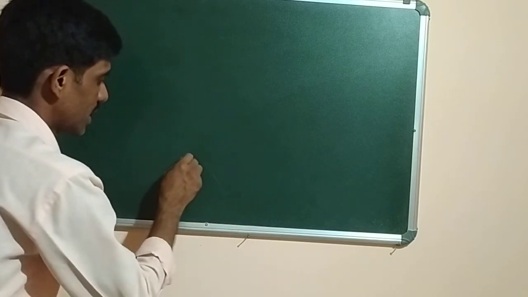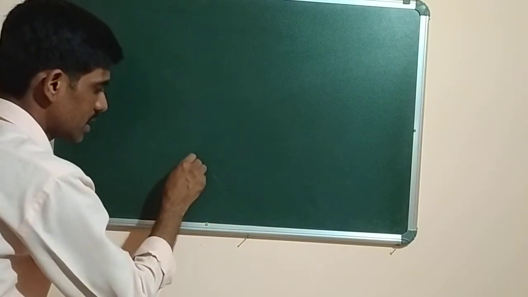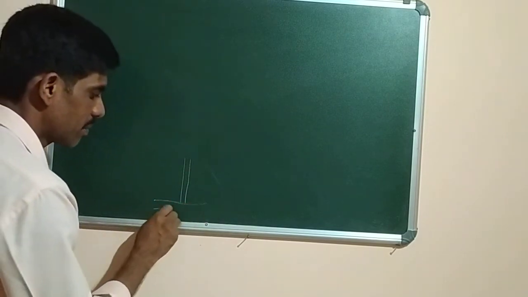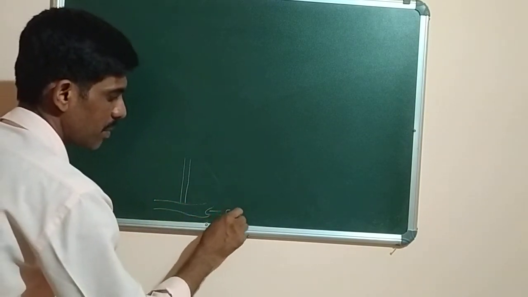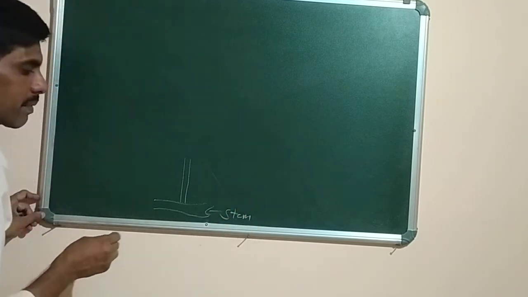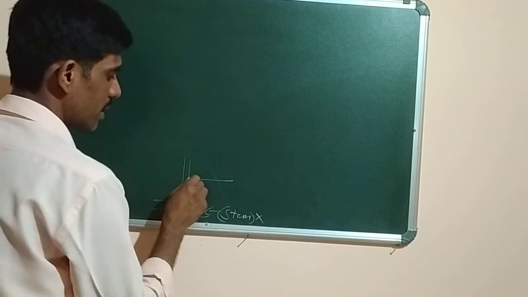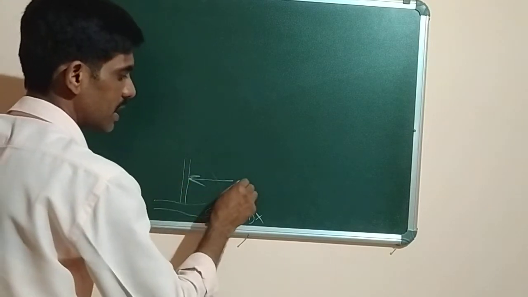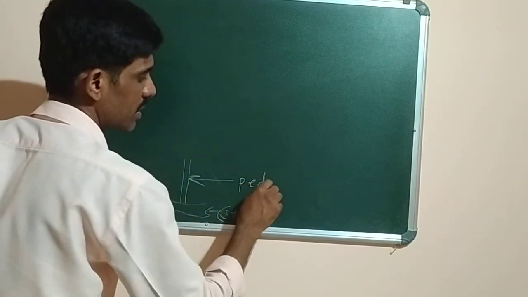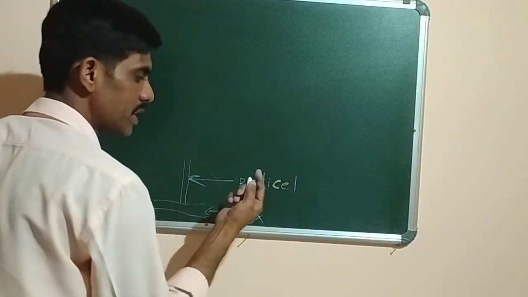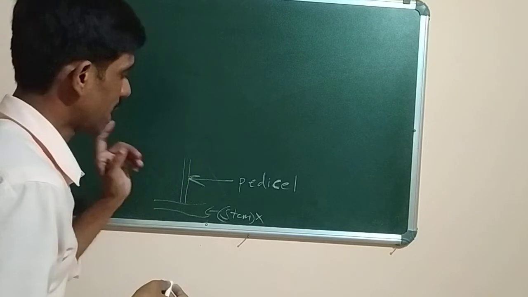Now the first one is the stalk of the flower on which the flower is borne. I will try to draw it here in the center. This is the stalk with which the flower is attached to the stem. The stem is not part of the flower, so no need to write it here. From here the flower part starts. It is known as pedicel. The stalk by which you hold the flower is called pedicel.